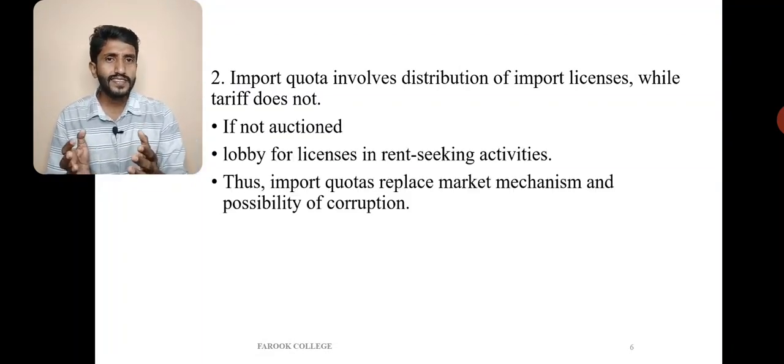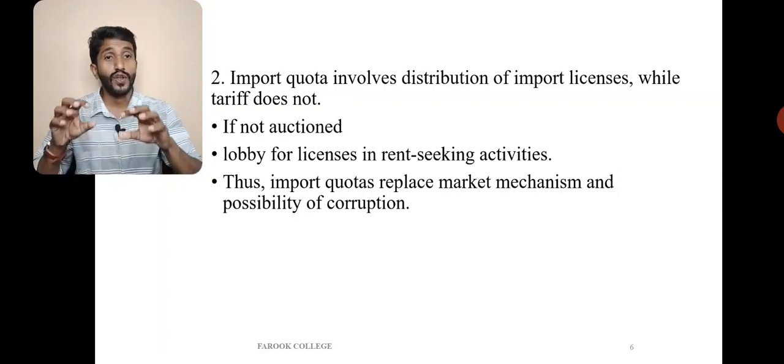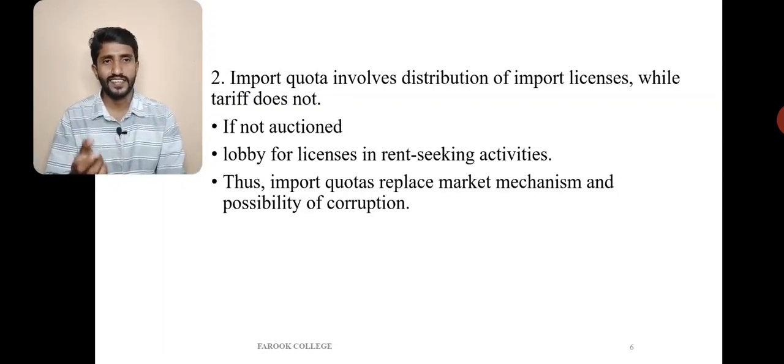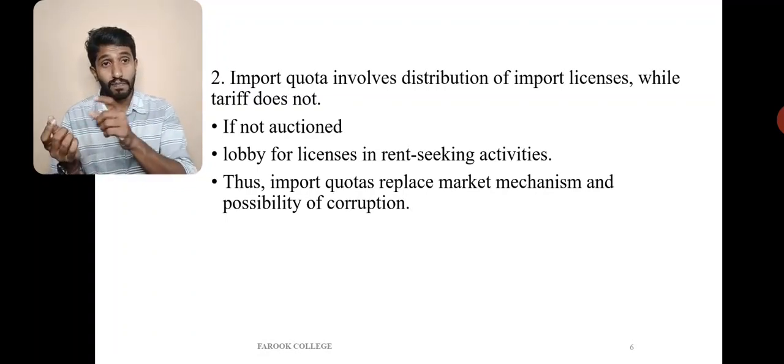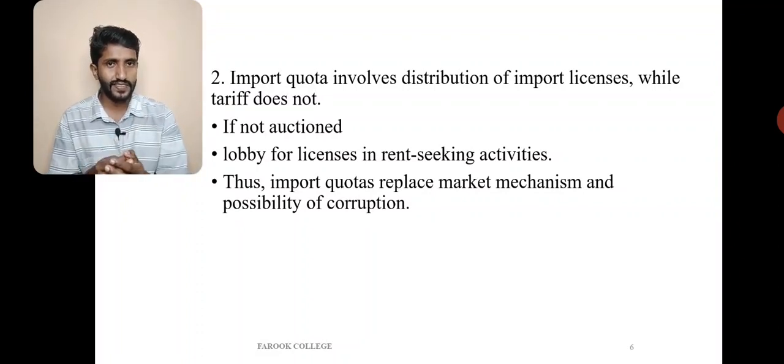And normally these licenses, if they are not auctioned properly, if not auctioned publicly, then there is a possibility of lobbying for the licenses in rent-seeking activities. So there will be some mafia and some lobby to get this license for imports. And also there is a possibility that it replaces the market mechanism, and a possibility of corruption, because the government is giving these licenses.